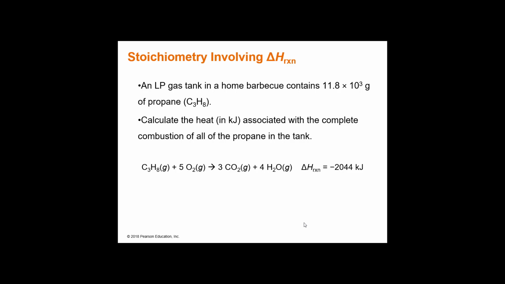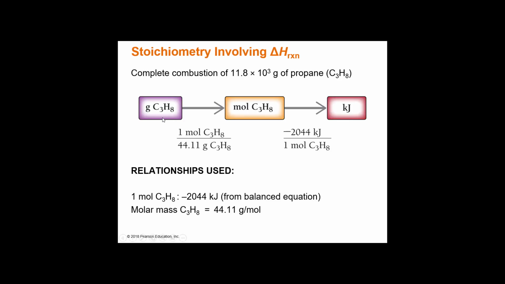Calculate the heat in kilojoules associated with the complete combustion of all the propane in the tank. So we're given an amount of 11.8 times 10 to the third grams of propane. So we're going to set this up. Grams, the amount that we're given, would be here. We need the molar mass, so that's not changing. And when it comes to stoichiometry, we're still doing the molar mass. The only thing that's different is that we're using a different conversion, which is the amount of enthalpy that's been produced from a specific reaction.